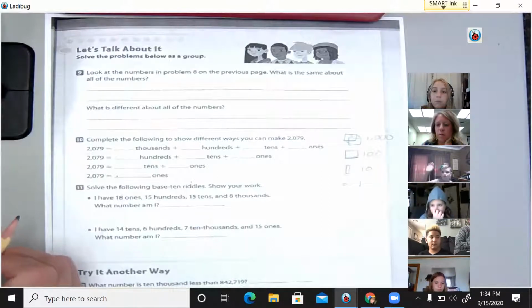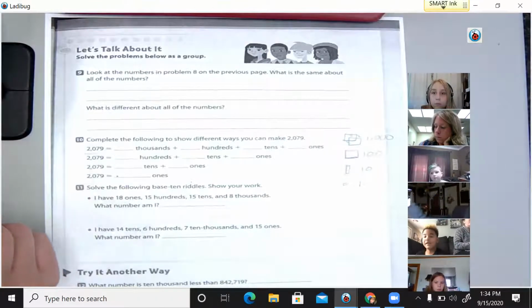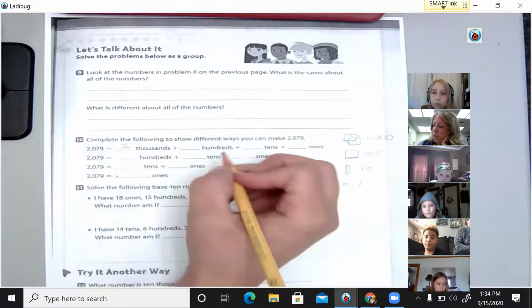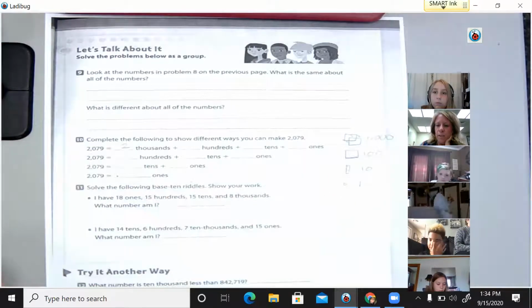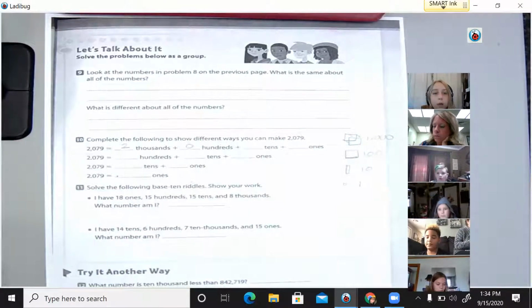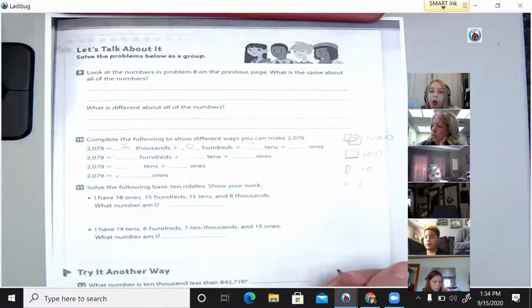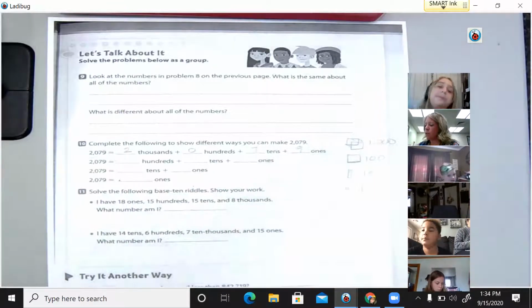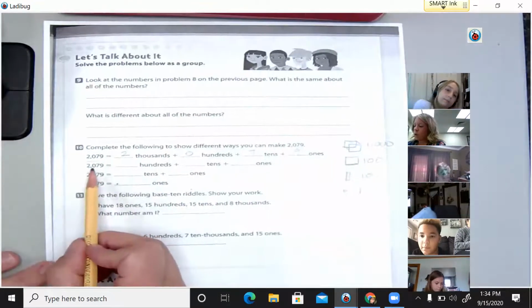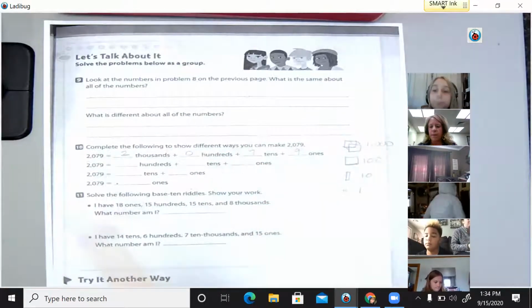How many big cubes for this number? Good. Peyton? 2. We need 2. Peyton, how about how many hundreds are in 2079? 0. Tens? There's 7 tens. And how about ones? 9. Very good. Now, if you look at this next line, what's the difference between this question and this one? What have they eliminated?